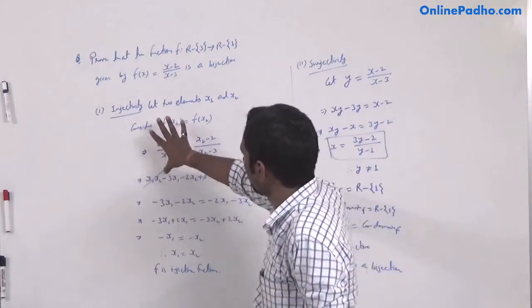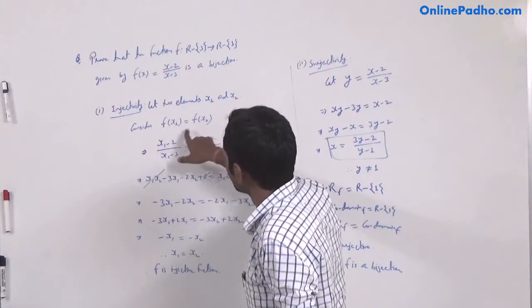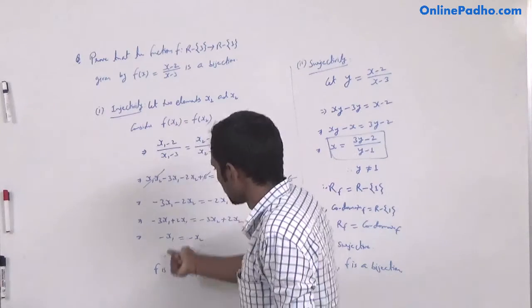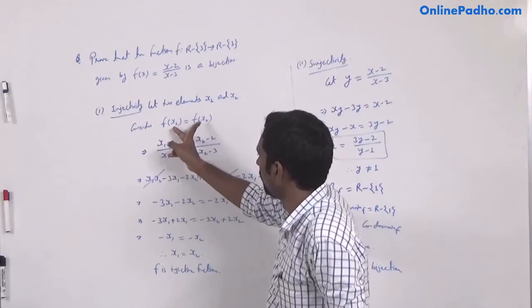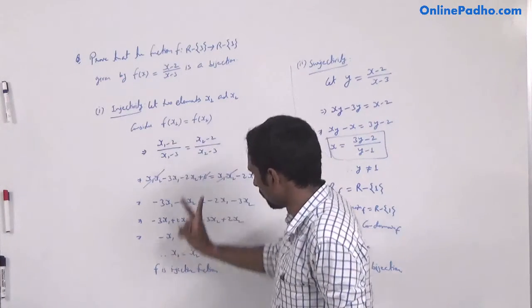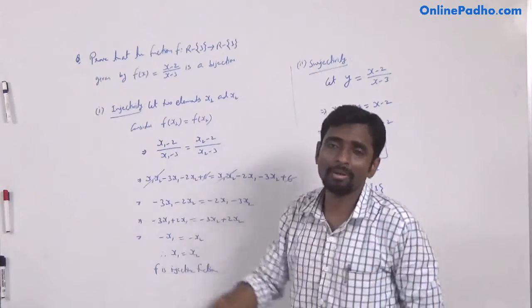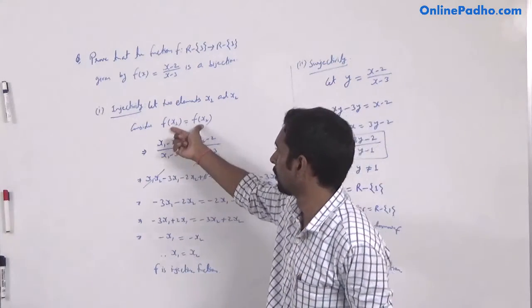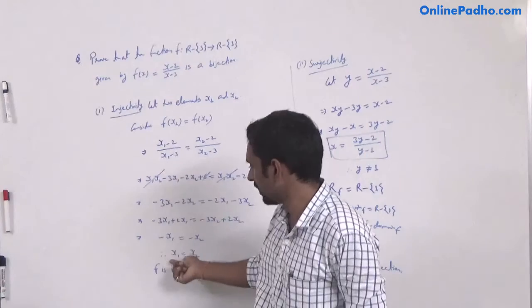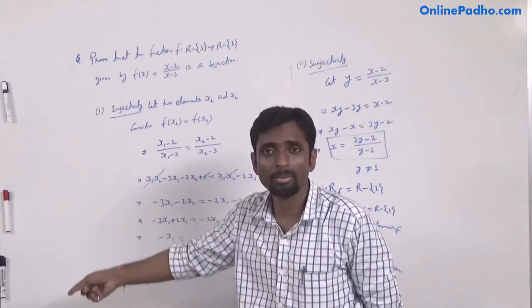To find injectivity, we have a formula. Let us consider f(x1) equal to f(x2) and x1 equal to x2. If you consider two elements equal in the range, then both elements are also equal in the domain. If you consider two elements in the domain are equal, then both the elements are also equal in the domain.